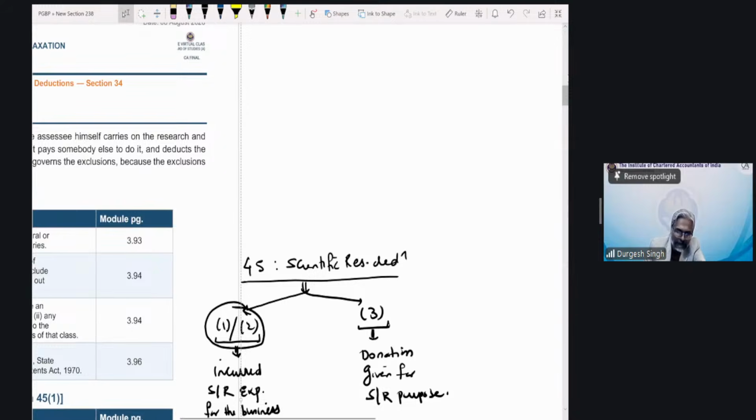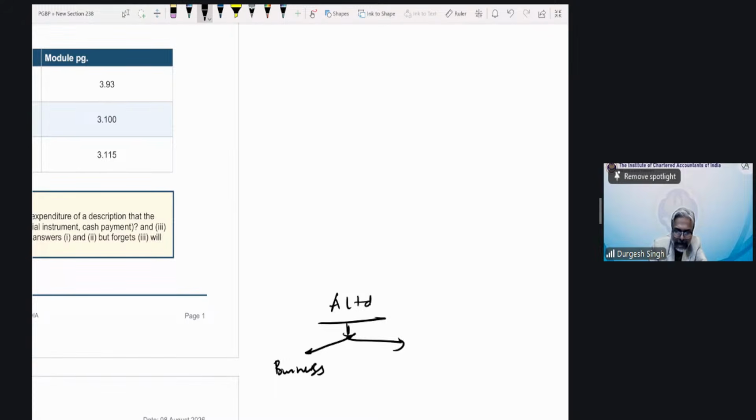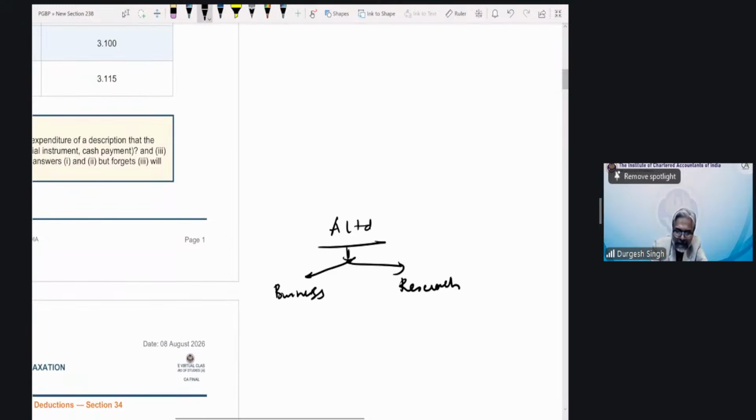So here, students, please be careful. Say for example, any particular company, A Limited. A Limited would have two divisions: their business division and then a research division. In the business division, obviously, they are computing the PGVP. And from the research division, students, there are revenue expenses.